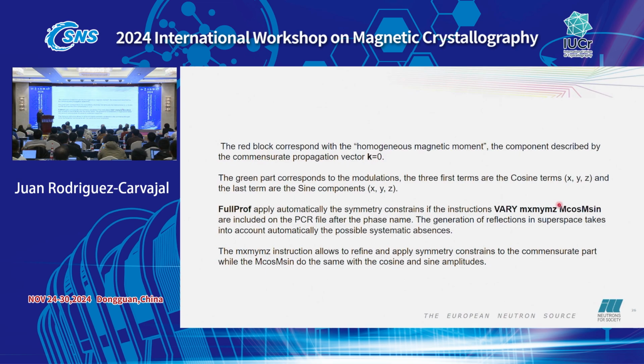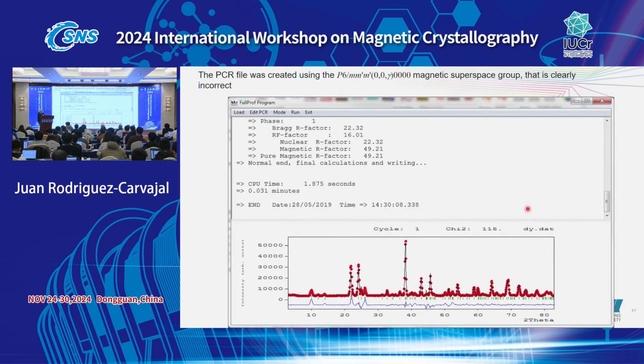Well, automatically, when you want to apply that in the program, you can introduce the instruction to vary mx, my, mz, or mcos, msin, and the program, from the list of operators, deduces the constraints you have to apply to the modulation vectors. Here, for example, is a test. You see that the refinement is not good at all, so you have to discard this magnetic space group.